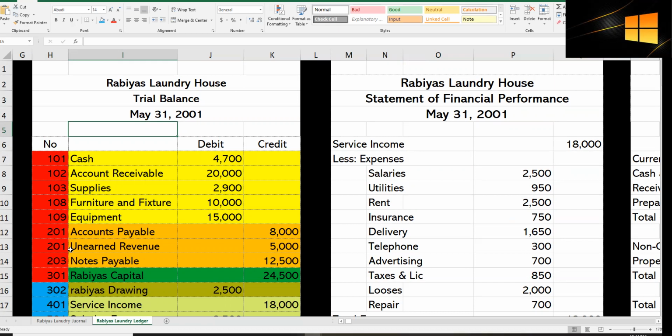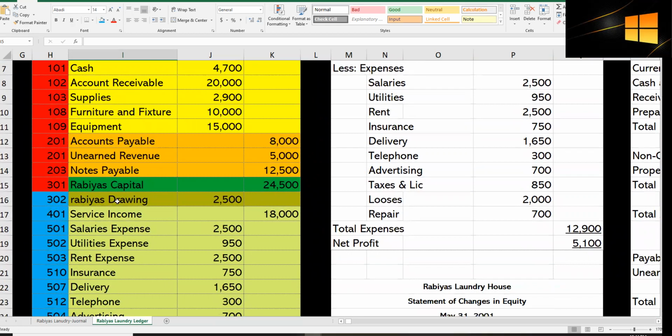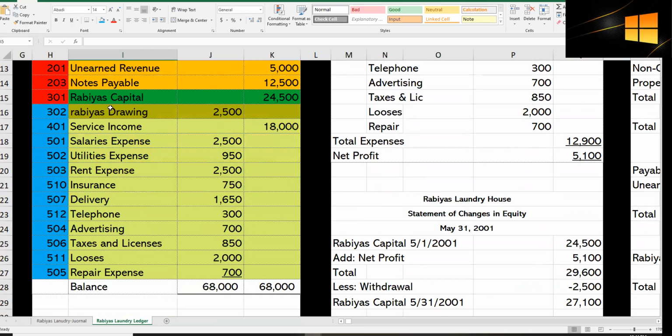So we need to satisfy the equation: assets must equal the balances of the liabilities including the capital. So later on, mapuprove po natin yan if after the preparation of the journal, the ledger, and the trial balance, equal ba yung ating statement of financial position. Now, down here, mula dito kay Rabia's drawing, down here sa expenses, all these titles are nominal in nature, meaning at the end of the accounting period, you need to close their balances and transfer these balances doon sa ating permanent capital accounts.